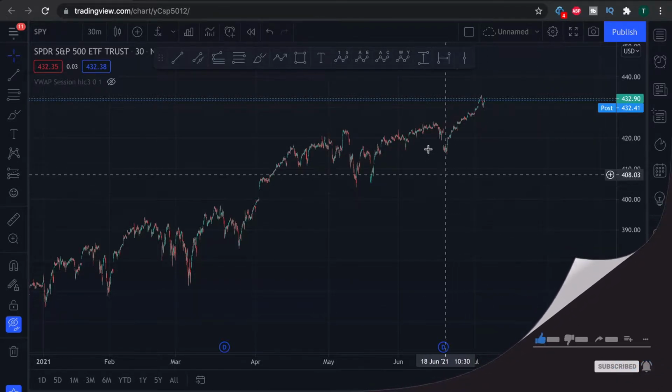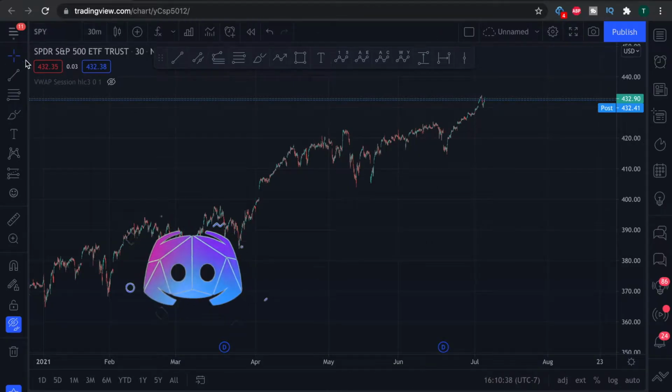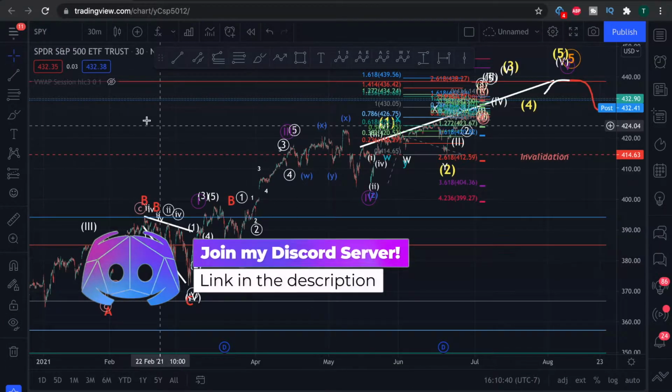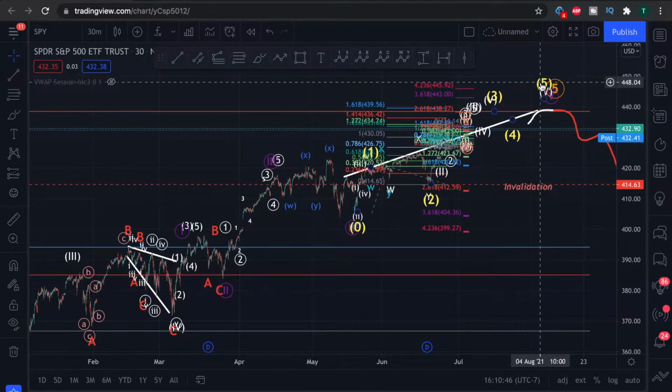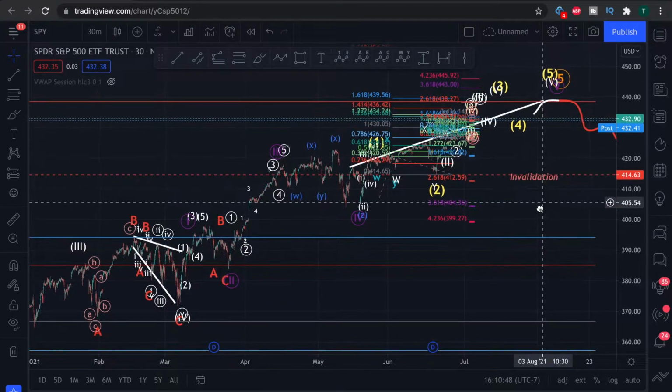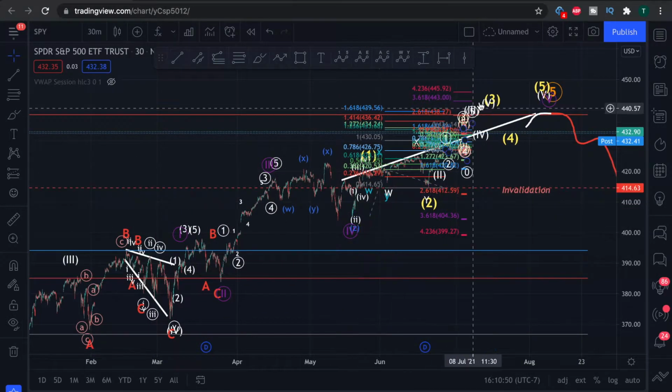So to start off, we'll look at the S&P 500, and this is reflected by SPY. So overall, on the 30-minute time frame, we can zoom out a little bit, and as I've said in previous videos, we are nearing the top of all these nested wave 5s over here, and we're working on this count in gold and yellow that I want to focus on.